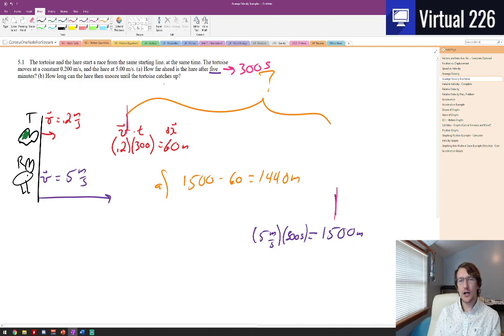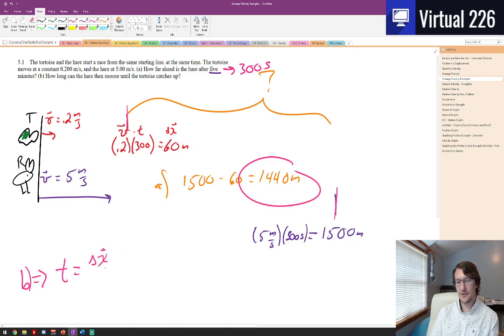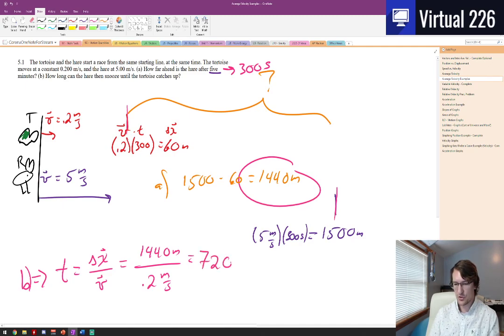In part B, how long can the hare snooze until the tortoise catches up? Well, in part B, we're looking for a time. So if we're looking for a time here, and we know the distance the tortoise needs to cover, 1440 meters, a time is a displacement or distance divided by some speed or velocity. So that's going to be 1440 meters divided by the tortoise's impressive rate of 0.2 meters per second. And if we do 1440 divided by 0.2, we get 7,200 seconds, which is 2 hours.